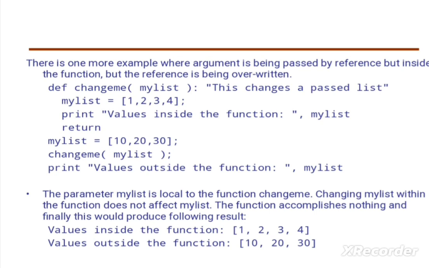There is one more example where the argument is being passed by reference but inside the function, the reference is being overwritten. So here def is a keyword, change me is a function name, mylist is an argument. This changes a passed list. So argument passed by value.